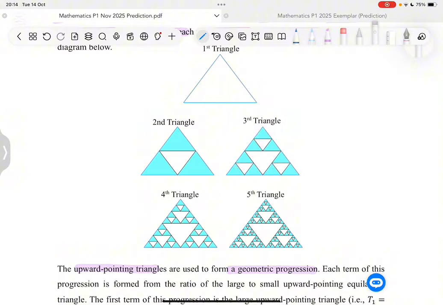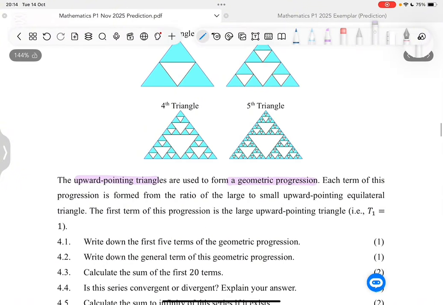So this is very important to notice, because what we're saying here is that we don't use the downward facing triangles to form the sequence. We focus on upward facing triangles to form our geometric progression or sequence. This is a very important statement. So even when you construct the sequence, you must focus on the upward facing triangles.